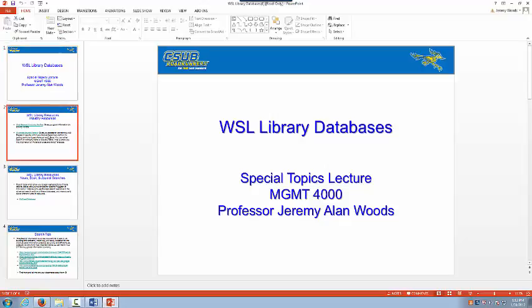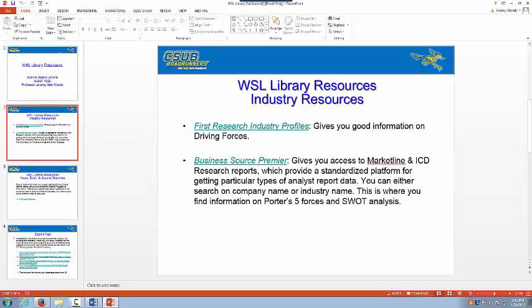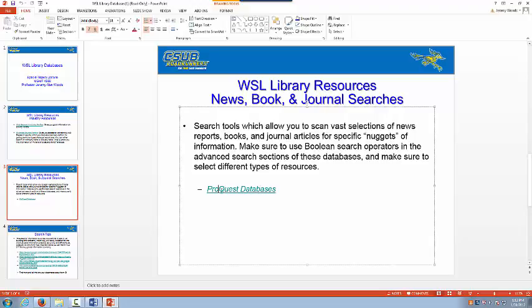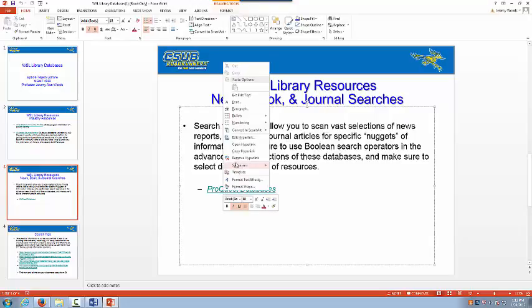Okay, so First Research and Business Search Premier are 2 databases that you're going to use a little bit further down in the case paper. ProQuest, right here, and I've got a link to that database that you can just click on and open with your mouse, if you just open up this PowerPoint document here. ProQuest is a great database for newspaper articles, magazine articles, wire reports, things like that, giving news about companies.